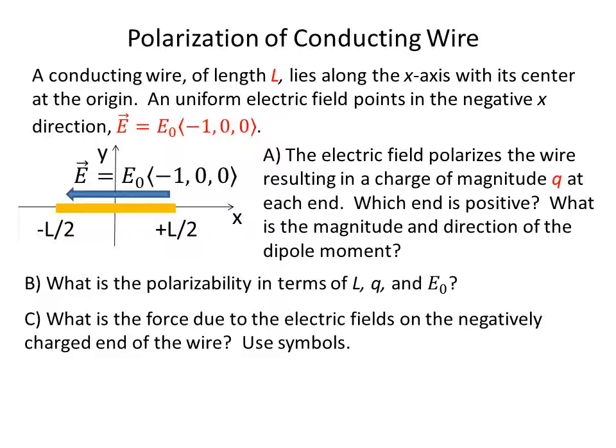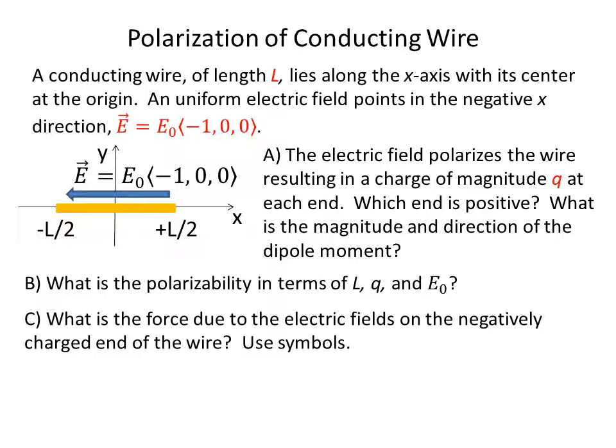Next, we want them to think about the forces and the electric fields that are being generated by the applied uniform field and also the separated charges in this wire. So what is the force due to the electric fields on the negatively charged end of the wire? So that's the right end of the wire. Well, there are two electric fields. There's the applied uniform field that has a magnitude of E0. So the force due to that is Q times E0, pointing in the positive x direction.